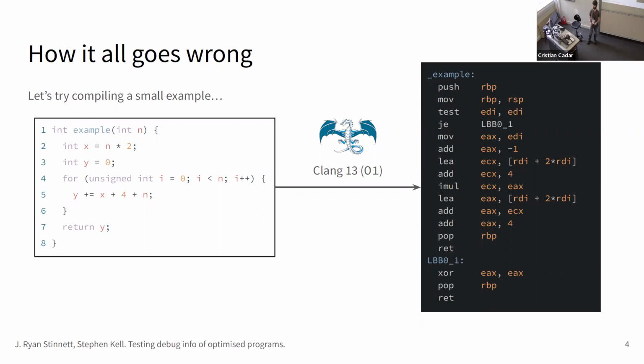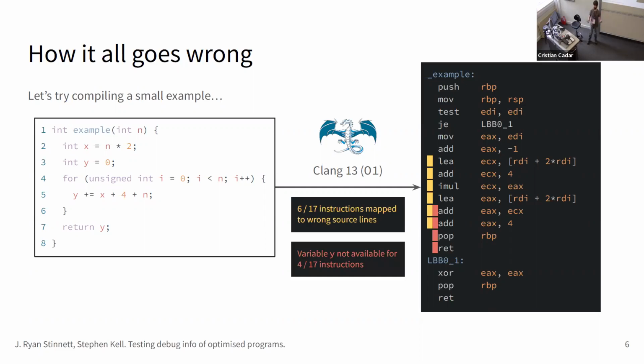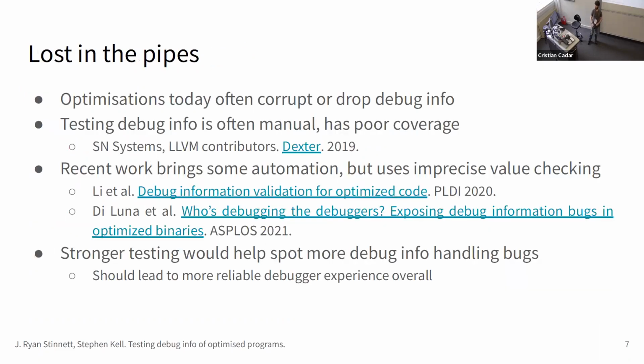But one thing I want to mention right now is that unfortunately it has lost a lot of the debug info. So a lot of the instructions that are the core of that loop have actually been mapped to the wrong source line. So if you were stopping in the debugger, it would be showing you the wrong source line. And then also the variable y, which is the core one being updated in the body of the loop, is mapped to the wrong storage location. So you wouldn't be able to access that variable in the debugger if you stopped on some of those machine instructions. And so why does this happen?